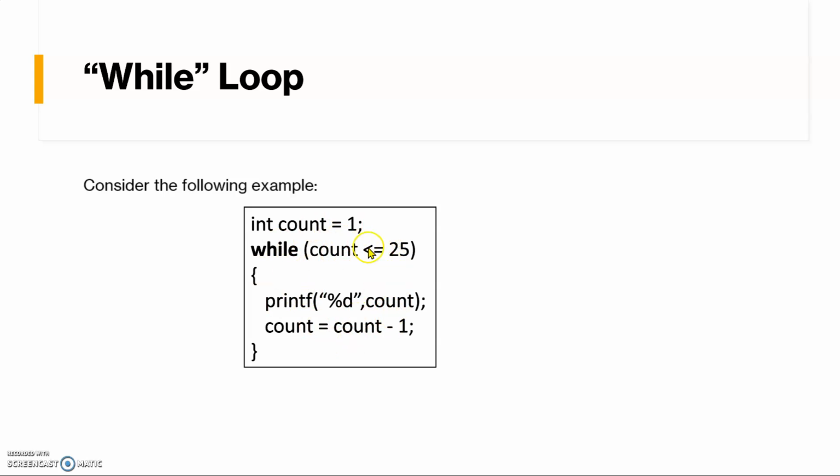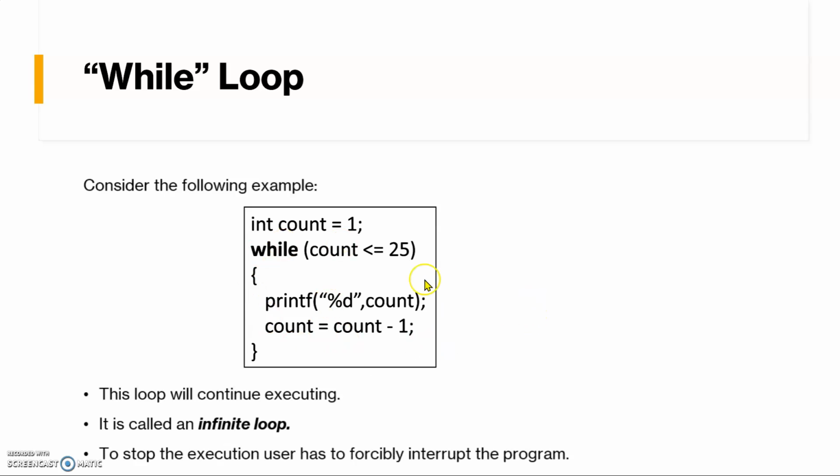Now if you observe this example, as we are decrementing the count value, the condition is always true, because of which the loop will keep executing continuously. Such a thing is called an infinite loop. When such a case occurs, nothing is in our hands. We need to forcefully interrupt the program execution, because we have entered into the while loop.